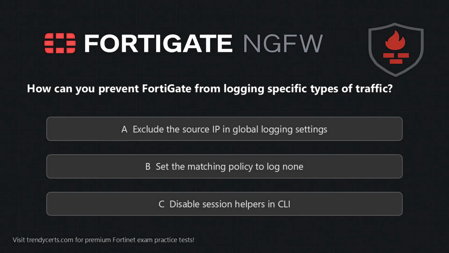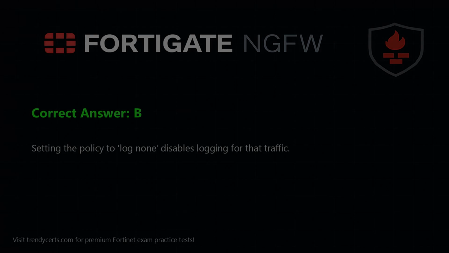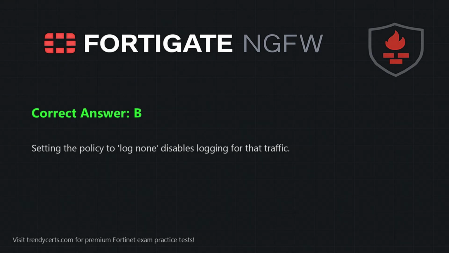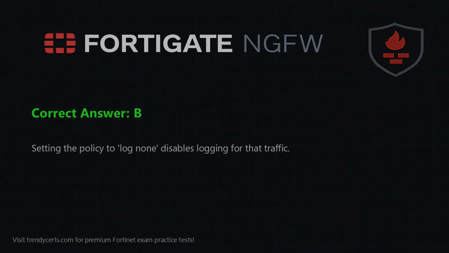How can you prevent FortiGate from logging specific types of traffic? Option A, exclude the source IP in global logging settings. Option B, set the matching policy to log none. Option C, disable session helpers in CLI. The correct answer is option B, set the matching policy to log none. This disables logging for that specific policy, ensuring traffic passes silently without record.